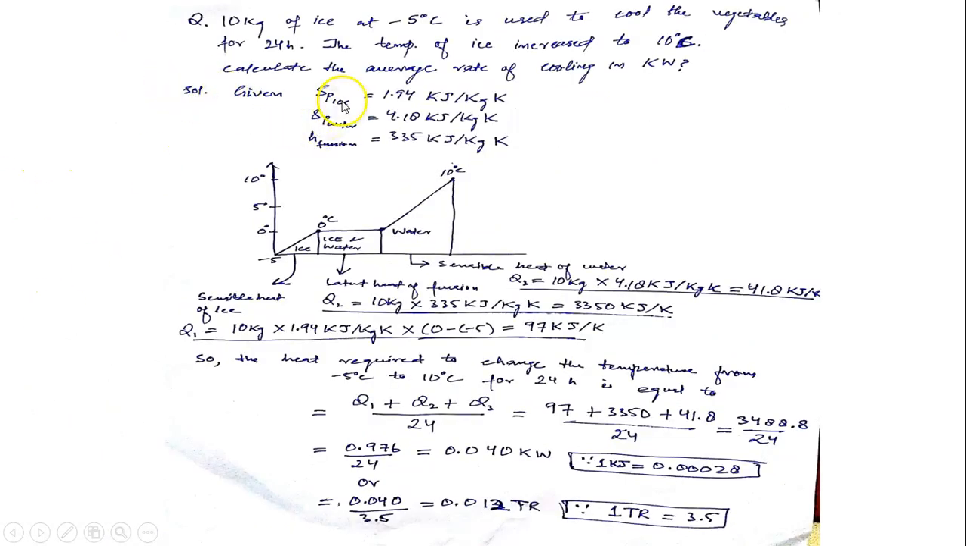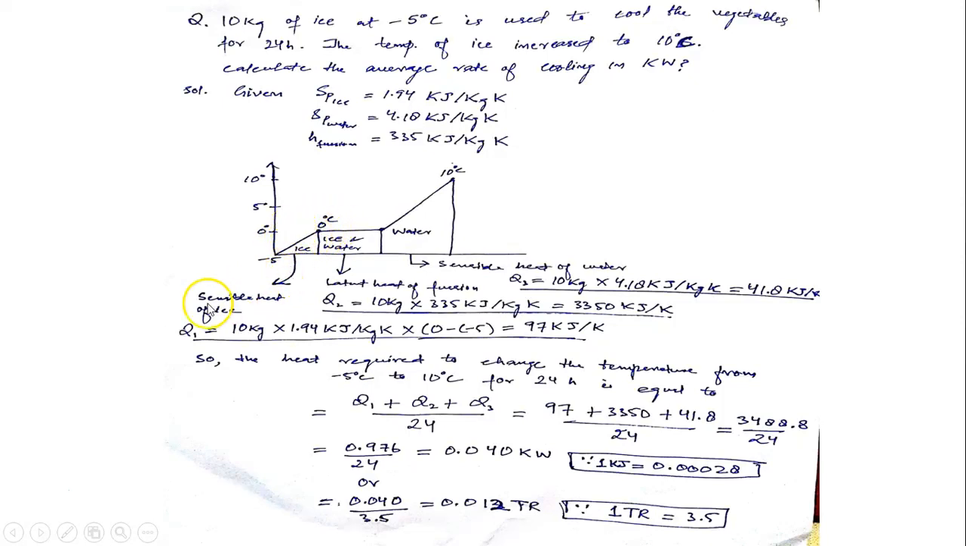Here we have given the specific heat of ice, the specific heat of water, and the heat of fusion from ice to water, which is 335 kilojoule per kg Kelvin. Let us understand the process which occurred in 24 hours. The temperature of ice was -5 degrees centigrade, and then this temperature increased to 0 degrees centigrade.